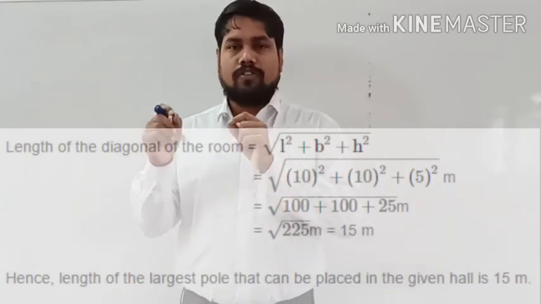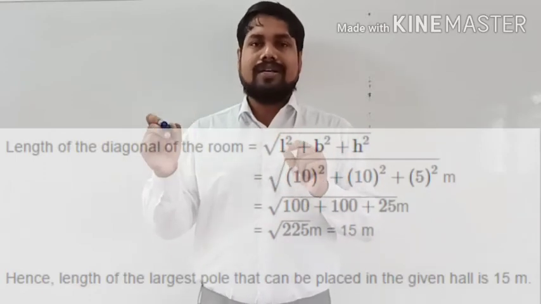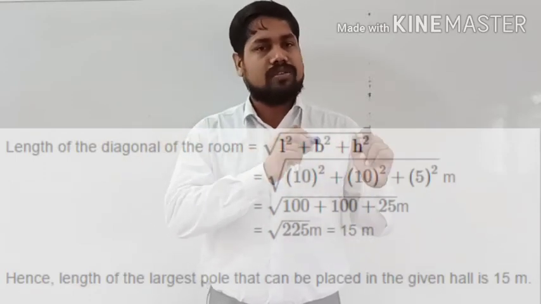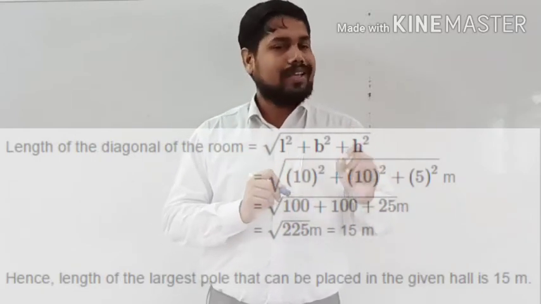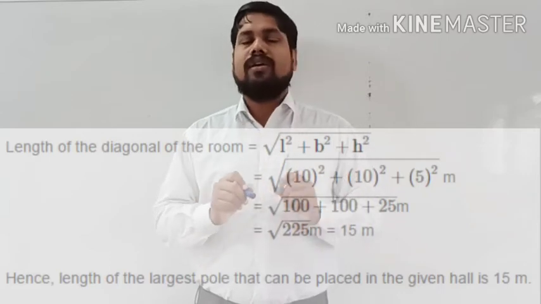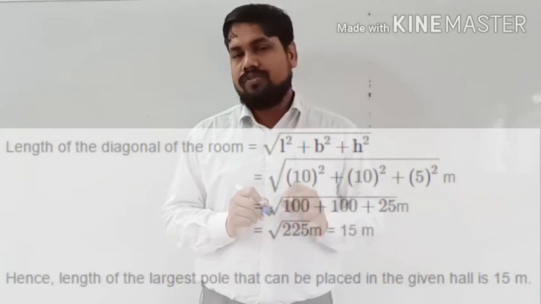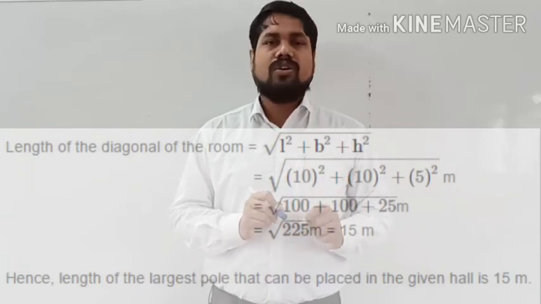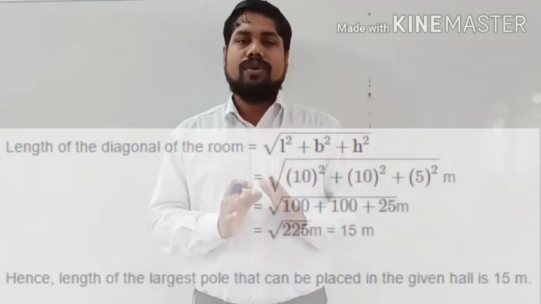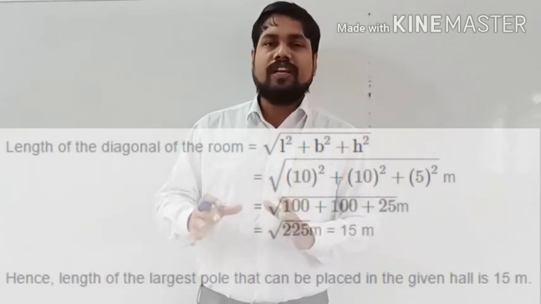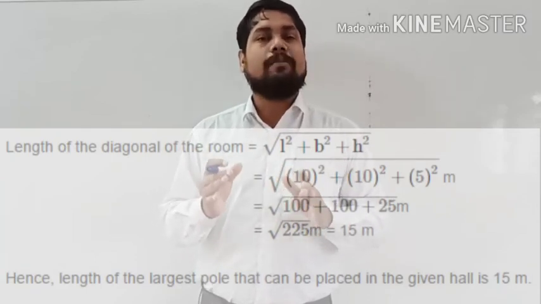We'll put the value of L, B and H. Then the equation will become root under 10 square plus 10 square plus 5 square. So 10 square is 100, 10 square is 100, 5 square is 25. So we are getting finally root under 225, which is the square root of 15 meter. Okay, so the final answer will become 15 meter. That means we can keep a maximum 15 meter long pole in that particular room.